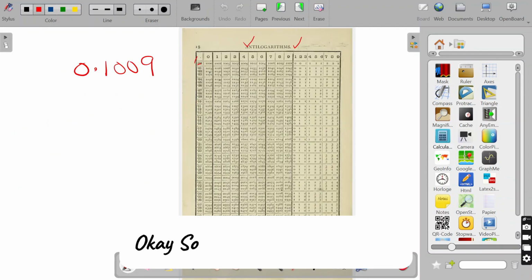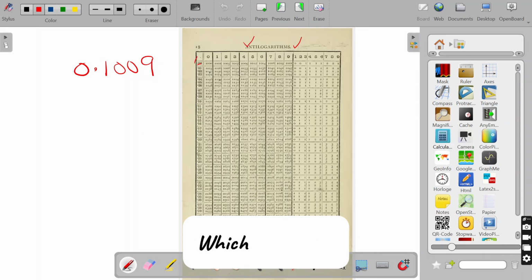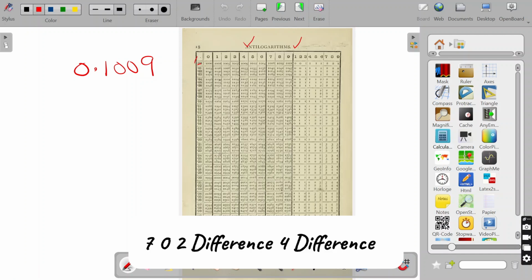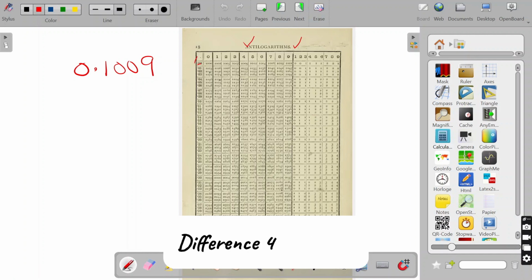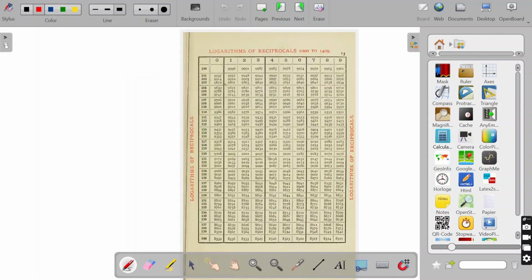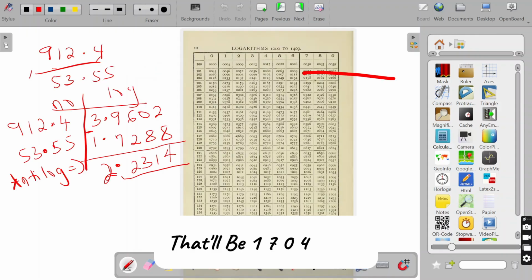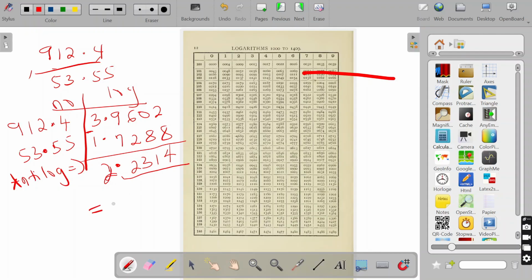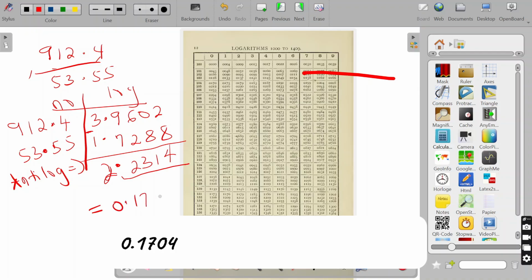So it goes to 0.23. This is 0.23 under 1, which is 1702. Difference 4 is 2. So 1702 plus 2 is 1704. That will be the antilog, 0.1704. But that is not the answer.